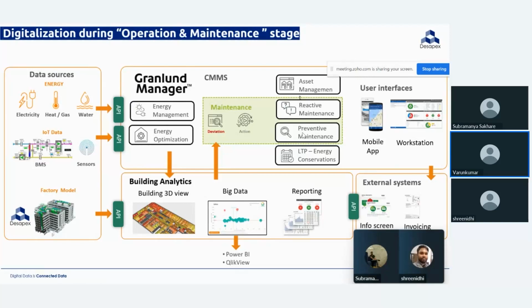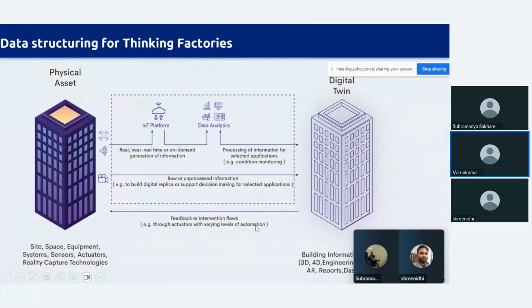And then that maintenance plan is actually linked to the asset. So it is not just a calendar sitting on standby mode, but you have all the assets linked to it. So that is how we do it. And then this can be used using a mobile app or workstations, and it can be connected into different external systems like other ERP systems, where you can do workplace management, work order management, and different kinds of things. So this is the data structuring which we are proposing for thinking factories.